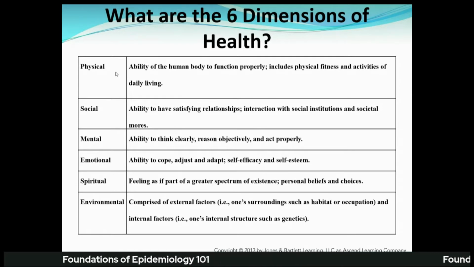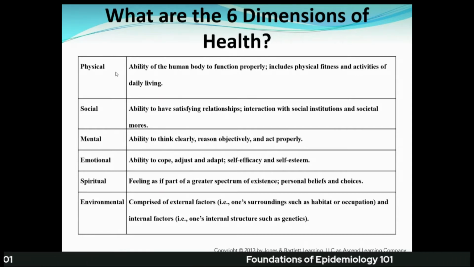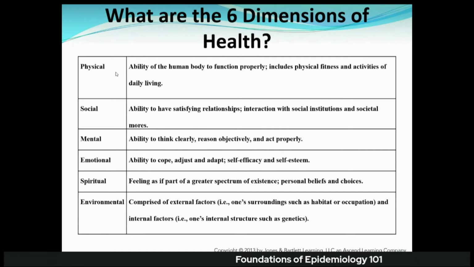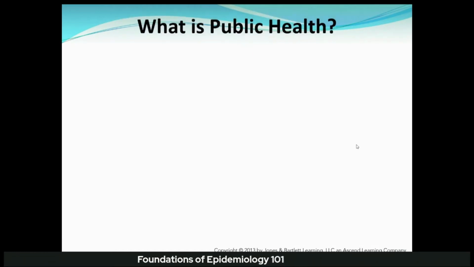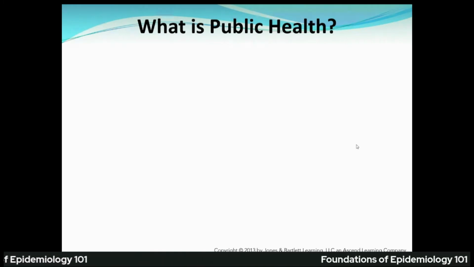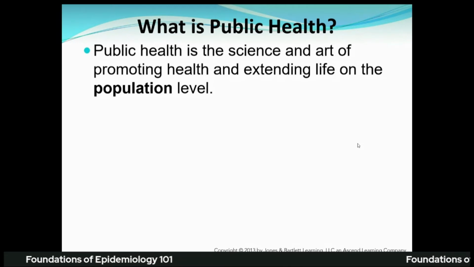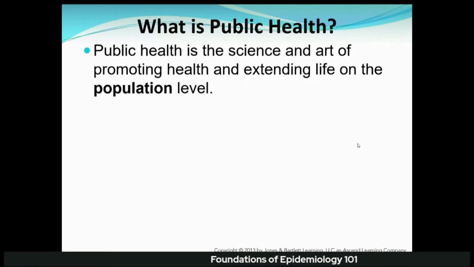And the last dimension is environmental, and it has to do with our surroundings, such as inhabitants and occupations, and internal factors such as internal structures, like genetics, with respect to the human body. So the question is, what is public health now? By a very simple definition, we can define public health as the science and art of promoting health and extending life at the population level.